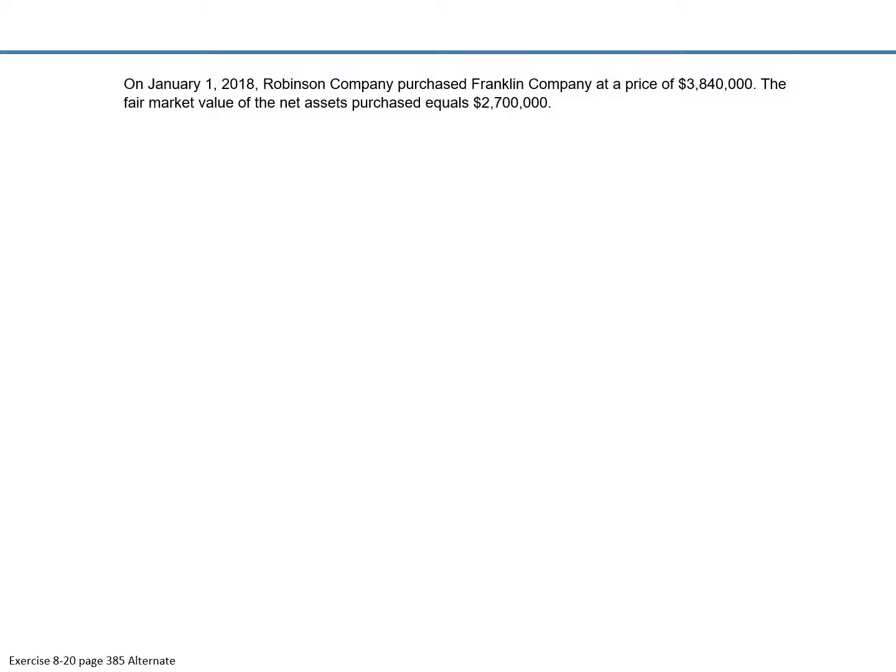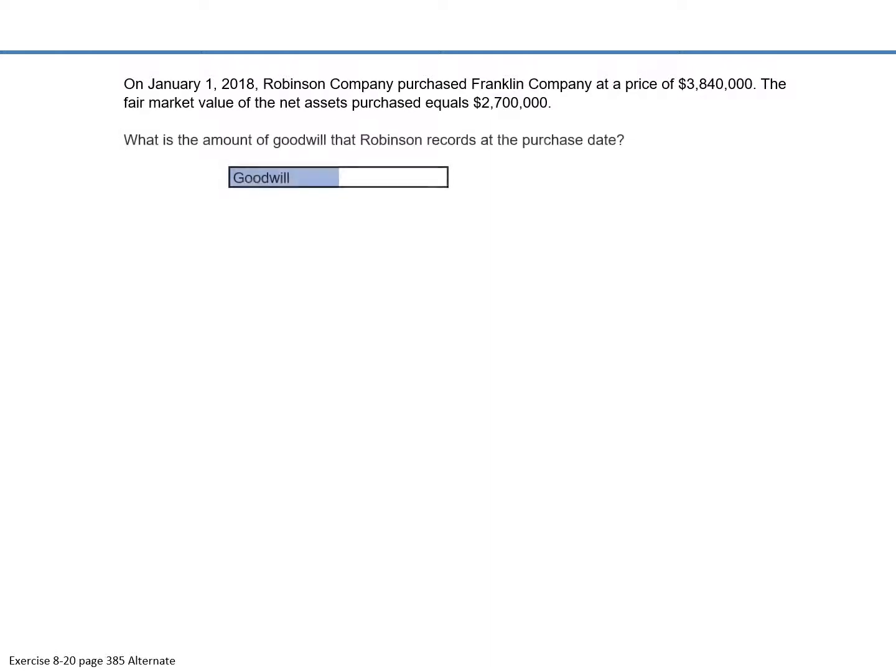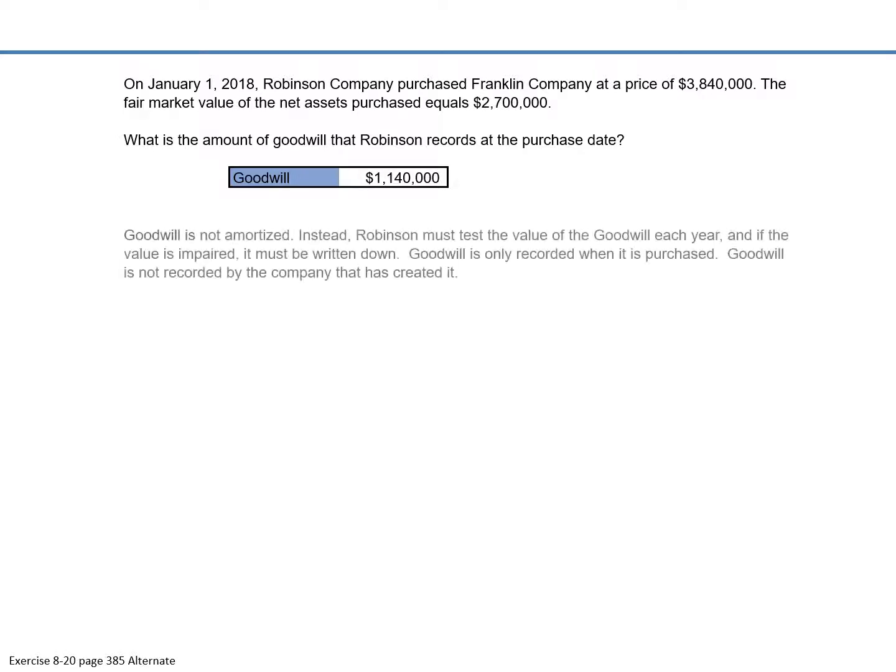All right, so why don't you take a stab here and calculate what the goodwill is? When you're done, resume the recording and we'll go through it. All right, so what is the amount of the goodwill that Robinson records at the purchase date? 3.84 million minus 2.7 million is 1.14 million. Okay.